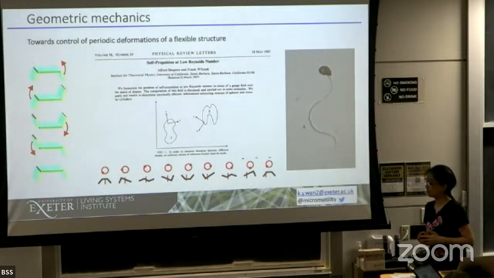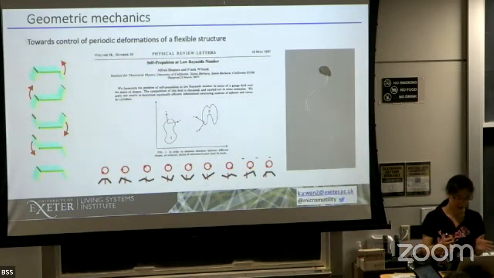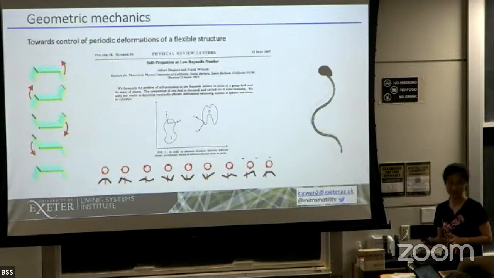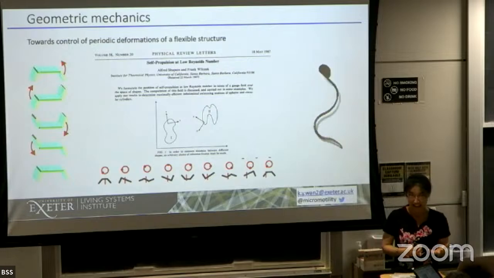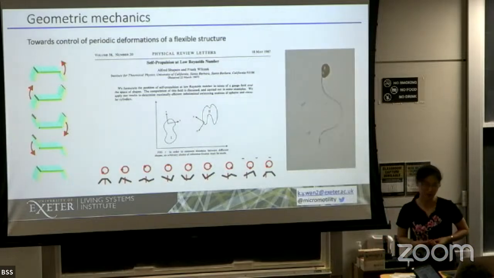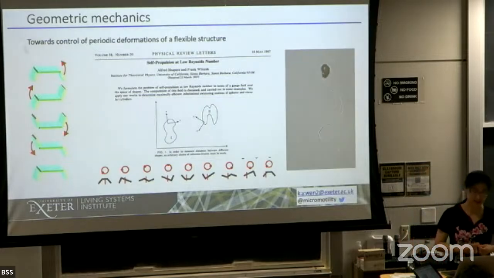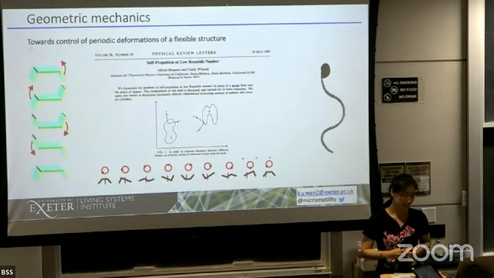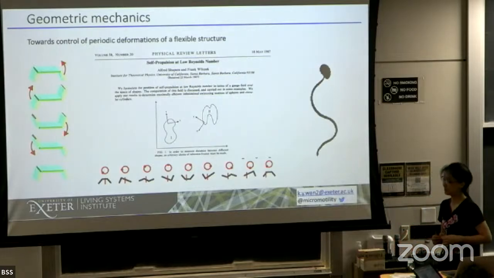And then there are ways that you could connect the shape at any given time to the shape at a slightly later time. And this is particularly useful, not just for understanding how microorganisms move, but also for better designing robotic devices that may be able to actuate or plan their movement in these friction-dominated regimes.